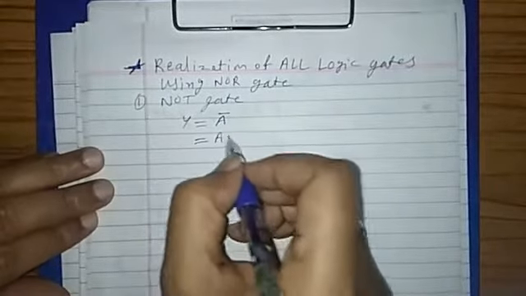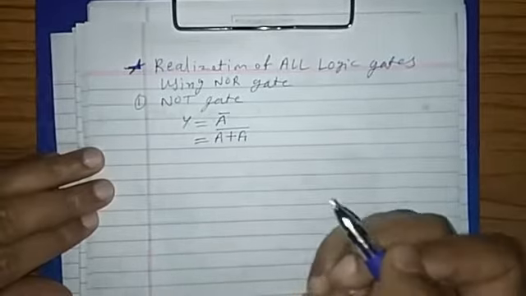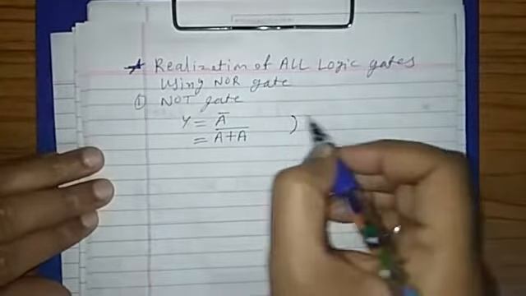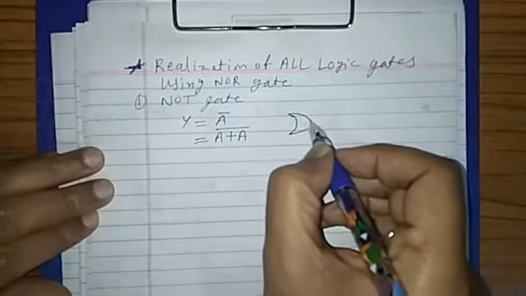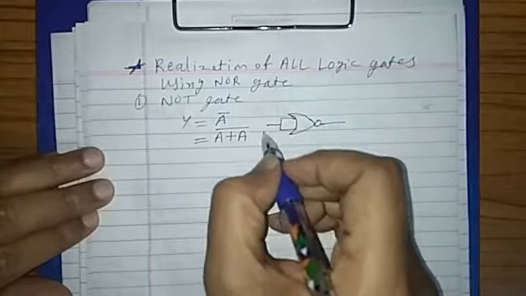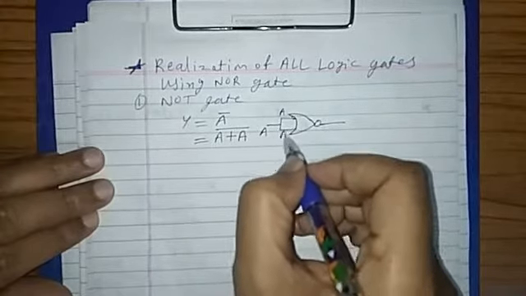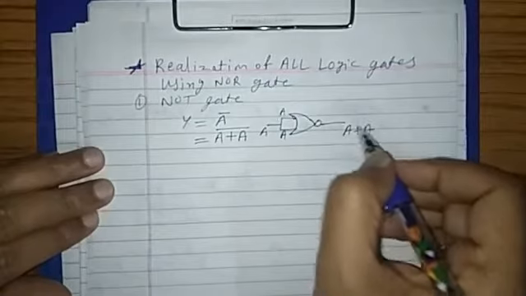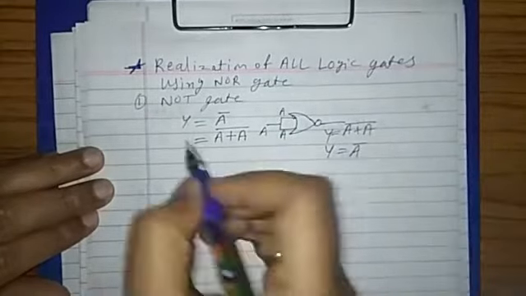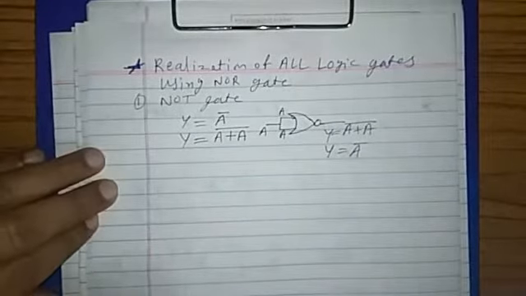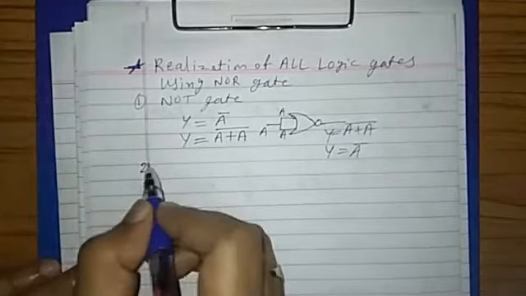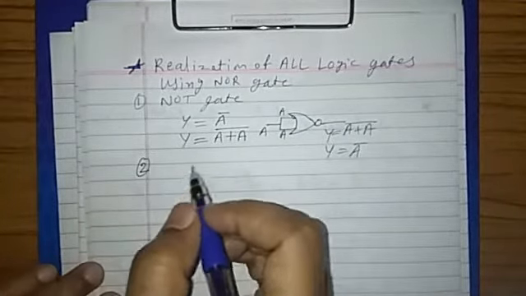The same thing I can write as (A plus A) whole bar. Both are the same. Therefore, I can use the NOR gate and short the inputs, and this will be A. Therefore, (A plus A) whole bar, that is Y. Therefore, Y is equal to A bar. This is how it is implemented: NOT gate using NOR gate. Now this implementation is required for the further AND gate and OR gate implementations.